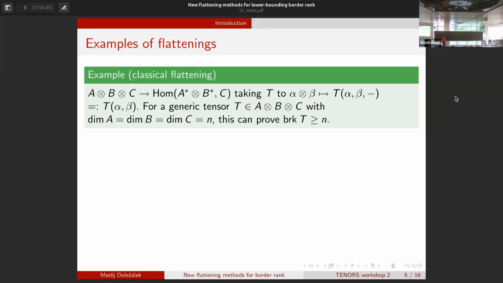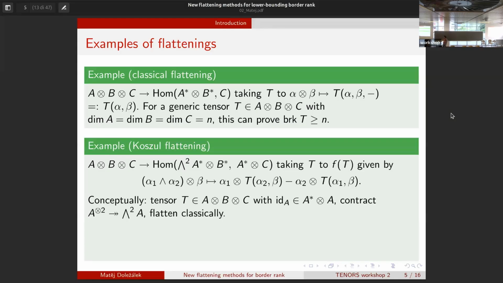And I want to keep track of how good this is for lower bounding border rank. So if I assume for simplicity that all my spaces have dimension n, then this is an n squared times n matrix. And so in principle, I could prove border rank at least n, which is not so great because a rank 1 tensor contributes rank 1 into the matrix. Slightly more complicatedly, there are what are called Koszul flattenings. Now I flatten into a more complicated space.